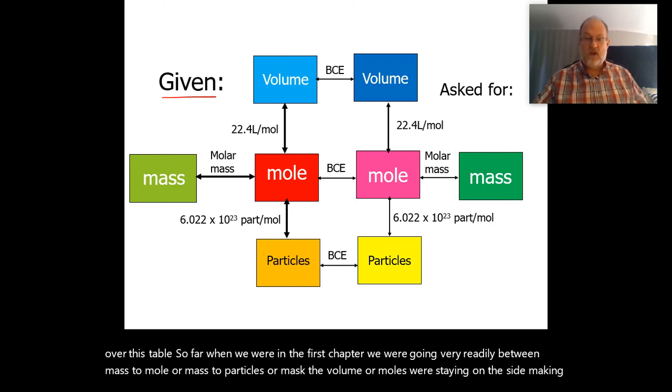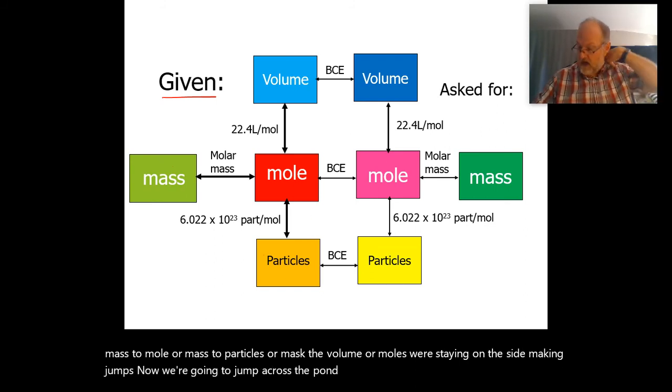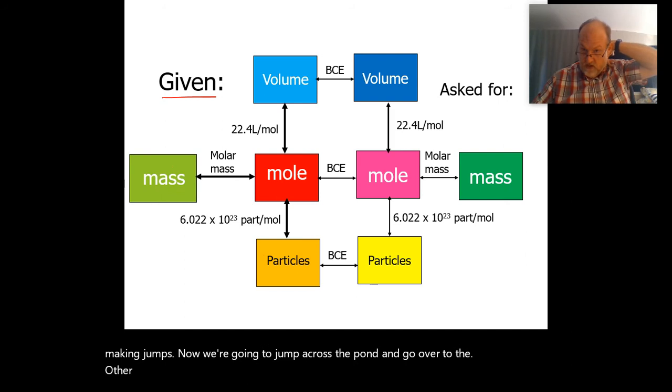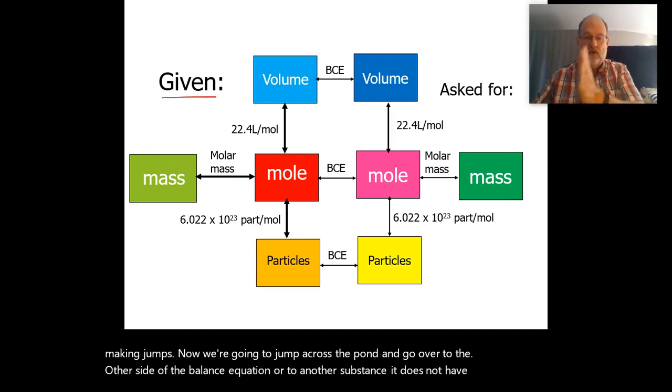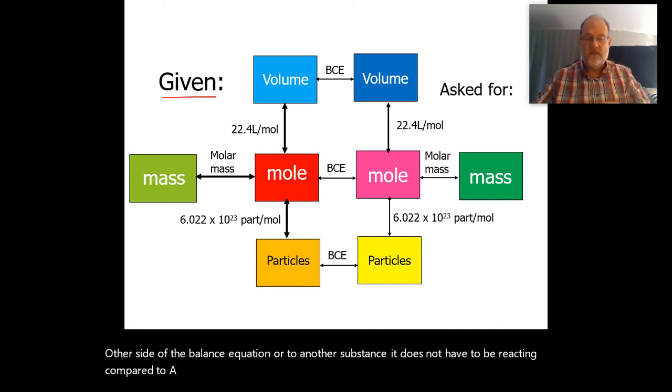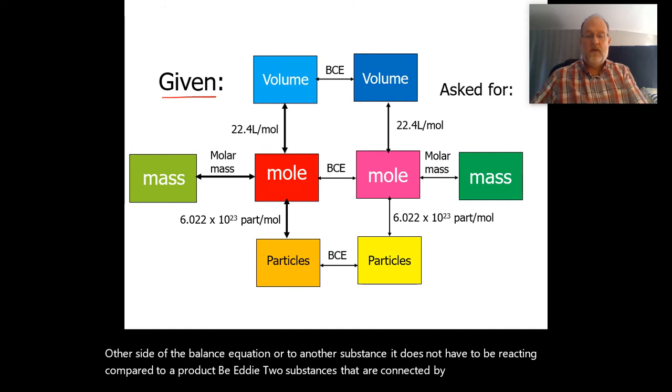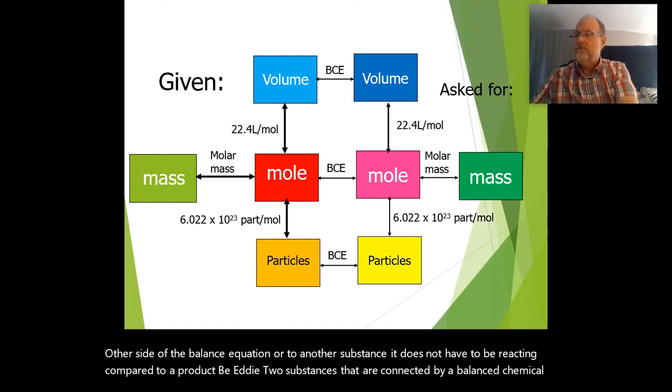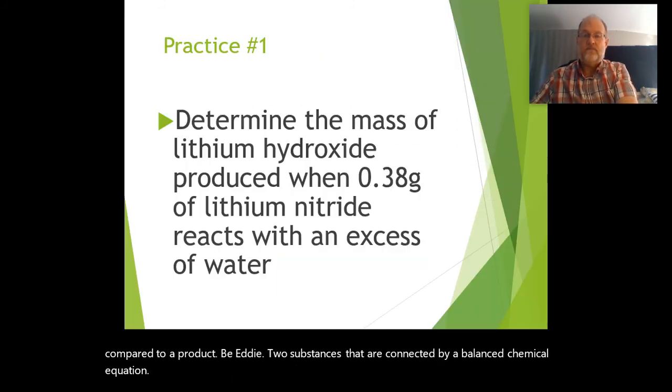Now we're going to jump across the pond and go over to the other side of the balanced equation, or to another substance. It does not have to be a reactant compared to a product. It can be any two substances that are connected by a balanced chemical equation. So let's see how this works.